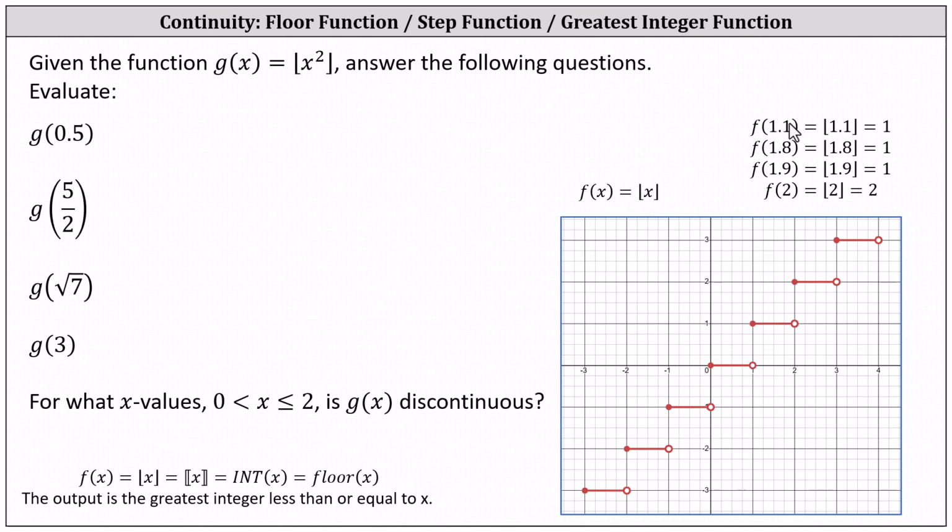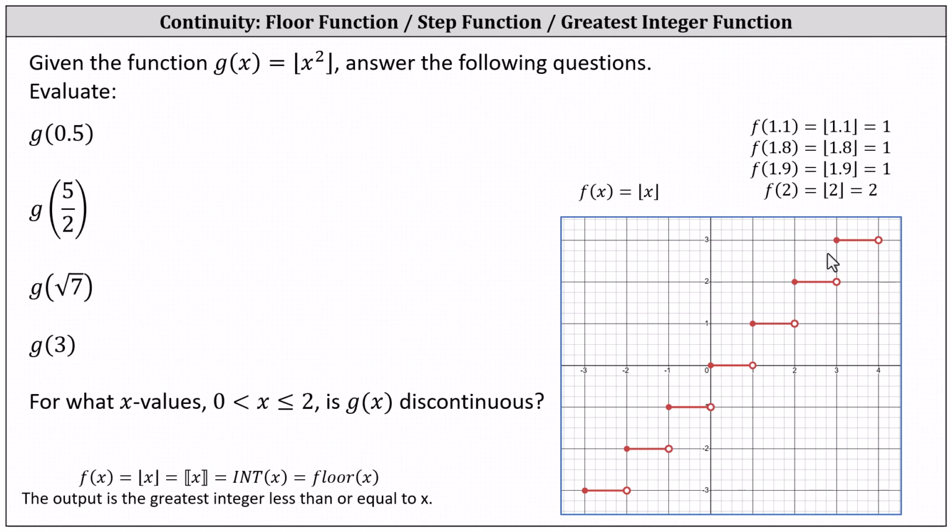Notice for f of 1.1, f of 1.8, and f of 1.9, all the outputs are positive 1, because positive 1 is the greatest integer less than or equal to 1.1, 1.8, as well as 1.9. But then f of 2 returns the greatest integer less than or equal to 2, which is 2. Notice if we focus on this piece of the graph below, for all the x values from 1 to 1.9 repeating, the output is positive 1, but then as soon as x reaches positive 2, the output jumps to positive 2, and the function has discontinuity.